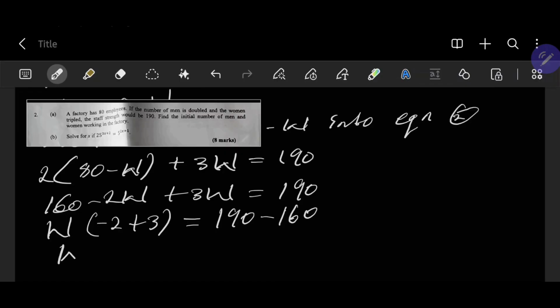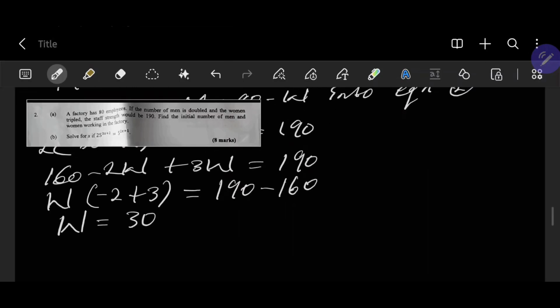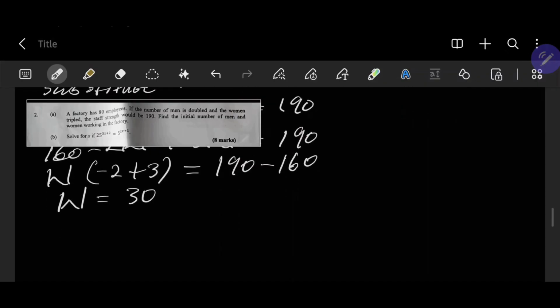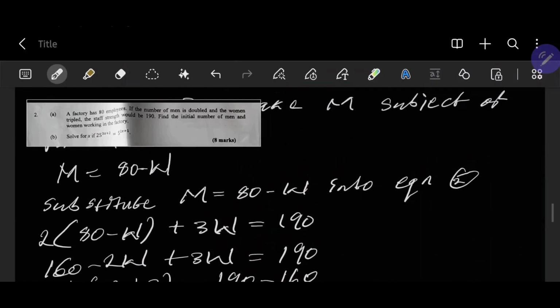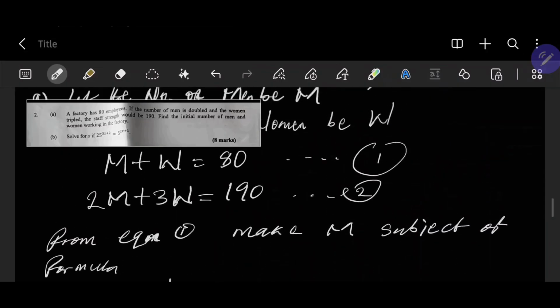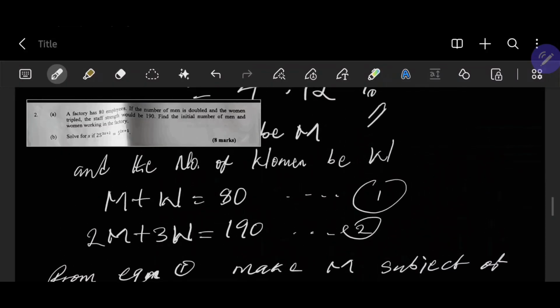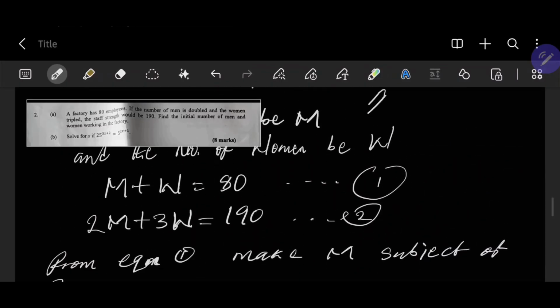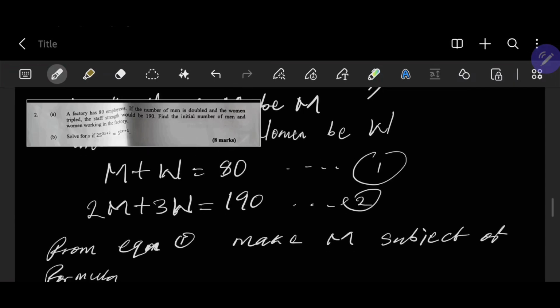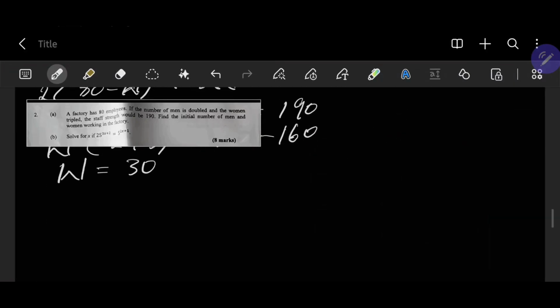1 times w is w. So you have that w is equal to 190 minus 160. You're going to get 30. So it simply means the number of women is 30. So now you've gotten the number of women, you can substitute into either of the equations to find the number of men. I think equation 1 is going to be easier since you don't have any coefficient you have to divide by when you finish solving.